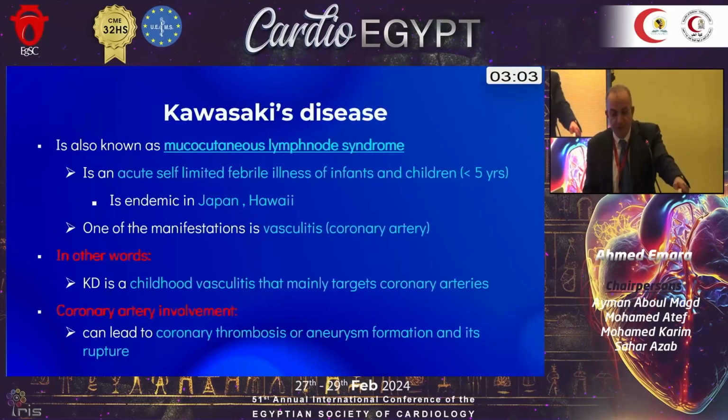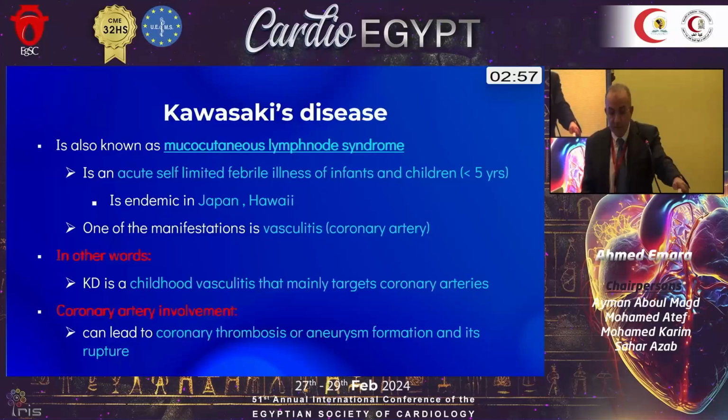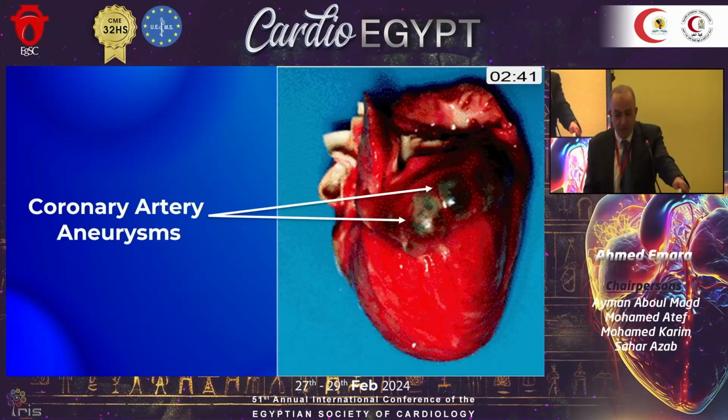Kawasaki, also known as mucocutaneous lymph node syndrome, is an acute self-limited febrile illness of infants and children. It's one of the manifestations of vasculitis affecting the coronaries. So Kawasaki is a childhood vasculitis that mainly targets the coronary arteries. Coronary artery involvement can lead to coronary thrombosis, aneurysm formation, or its rupture. This is a picture of a coronary artery aneurysm in a child.